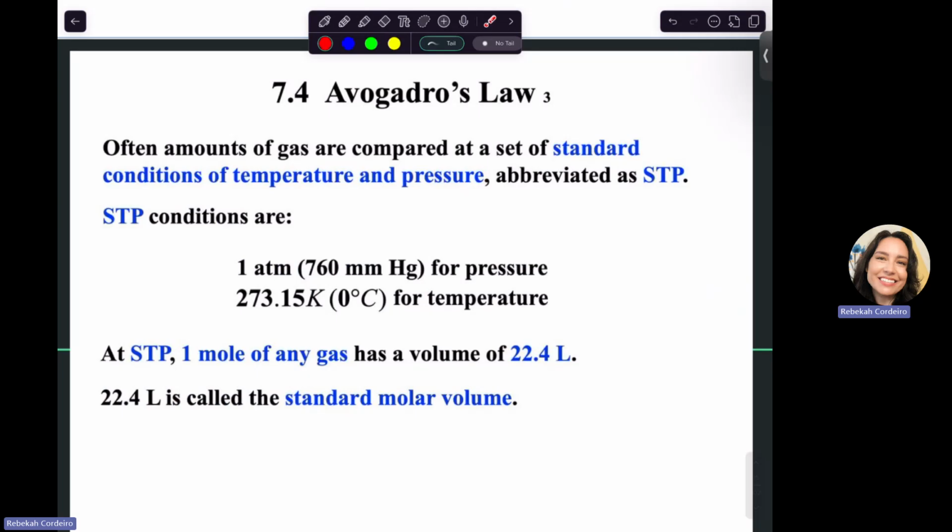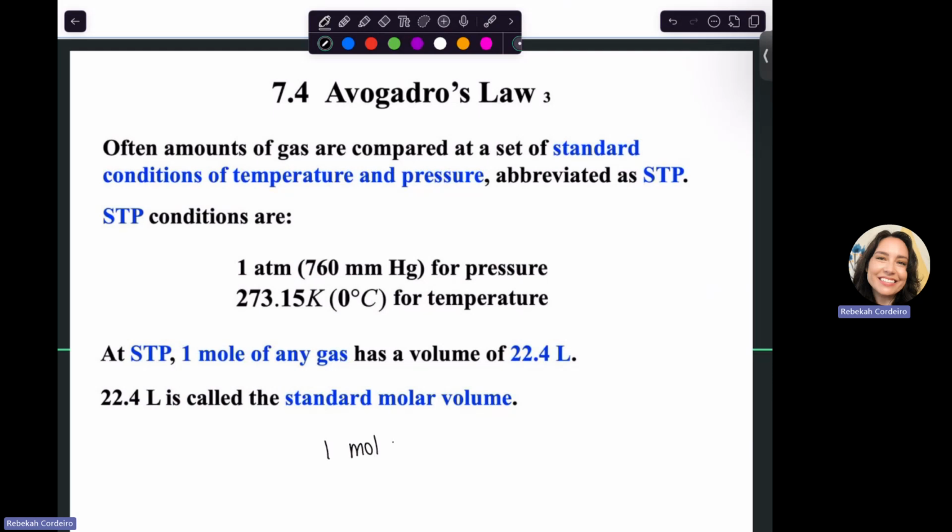We don't have to do this algebra math if we're at standard temperature and pressure. So we call this STP, and STP is 1 atmosphere and 0 Celsius. I like to remember 1 and 0 for STP because it's easier than 760 and 273 for Kelvin. So 1 mole of gas has a volume of 22.4 liters at STP. We call this the standard molar volume.